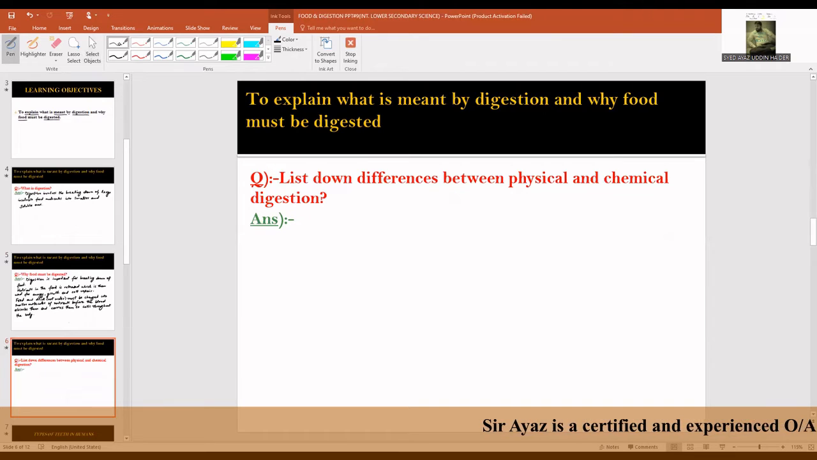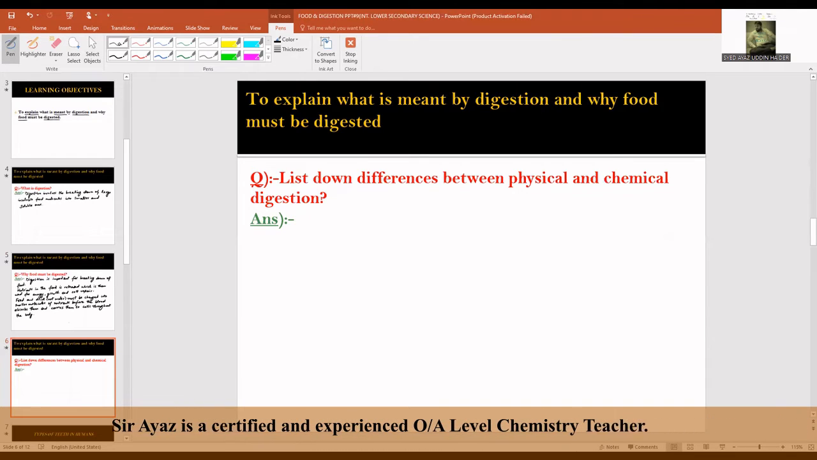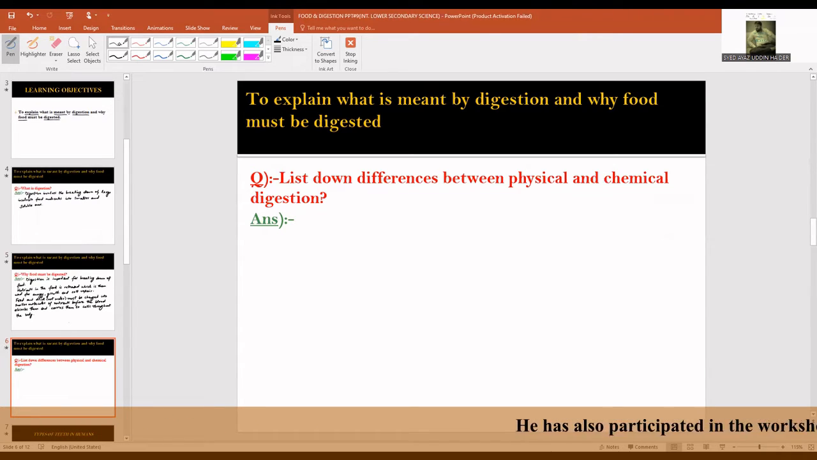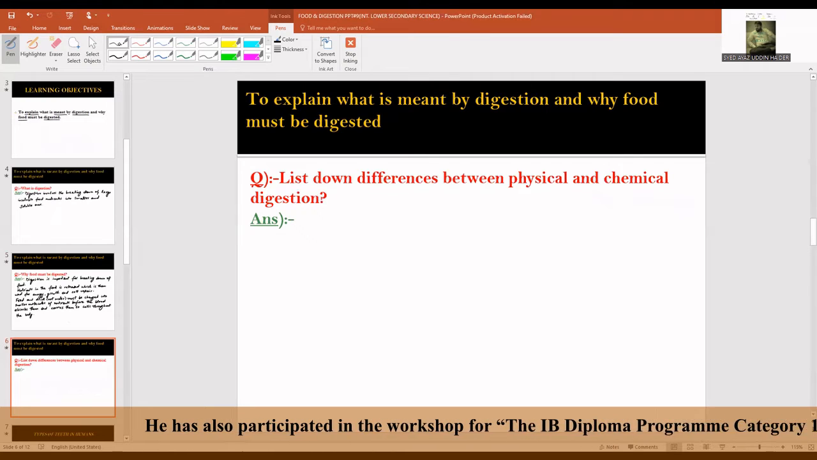List down differences between physical and chemical digestion. Digestion involves both physical and chemical processes and actions. So I will talk about the basic differences between these two.